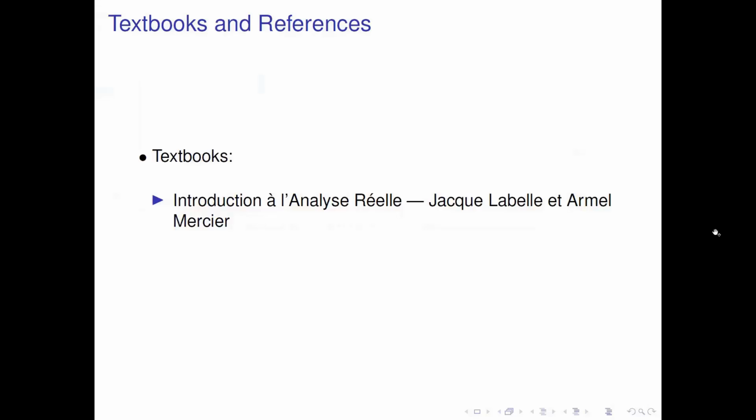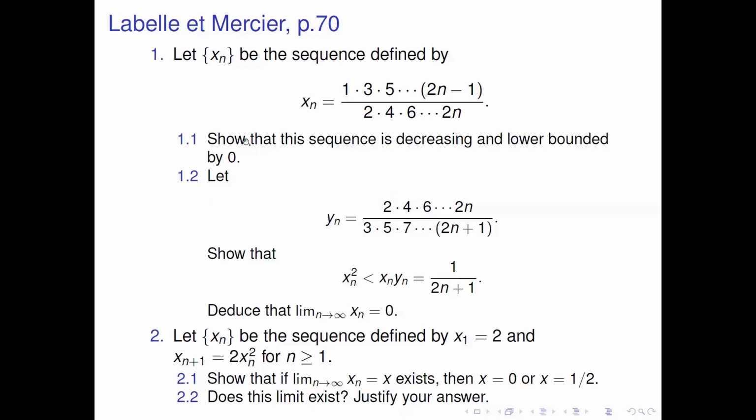Hi, questions in analysis in this textbook. Question 1. Let X be the sequence defined by this one. Show that this sequence is decreasing and bounded by 0. Let Yn be defined by this one. Show this inequality. Deduce the limit of xn equals 0.